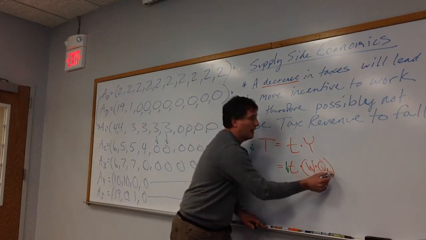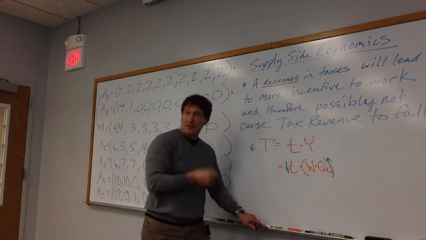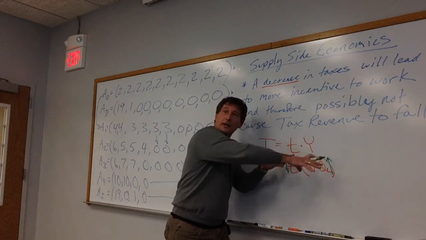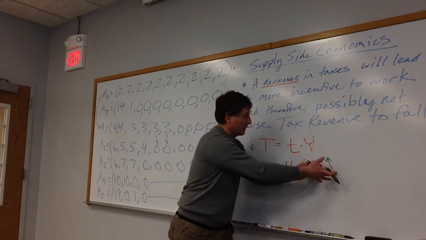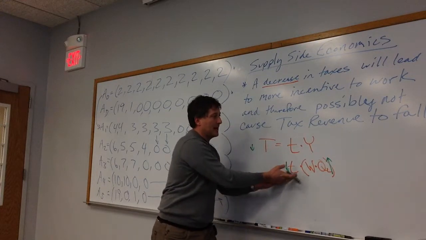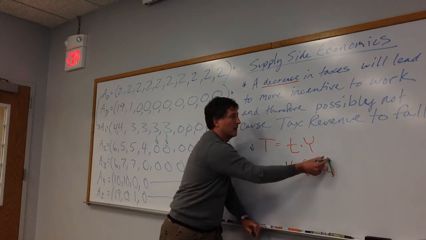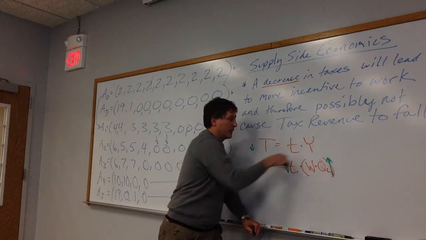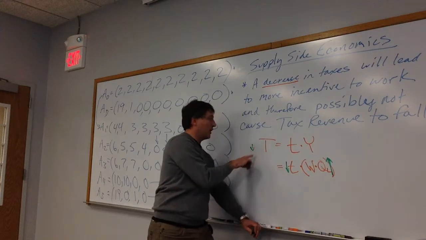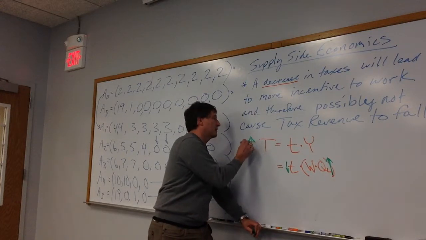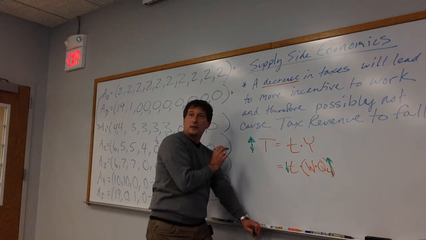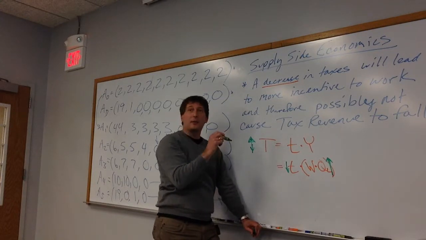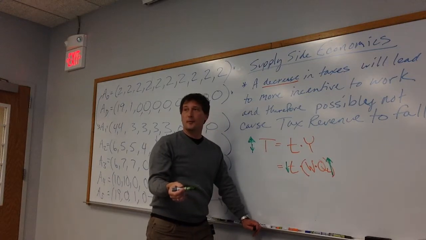However, if quantity goes up because people are incentivized to work, now we've got two competing things going on, right? So more people go to work, even though the tax rate's less. If the up arrow is bigger than the down arrow, then the overall effect is for tax revenues to go up. A supply side effect that people traditionally didn't think about.